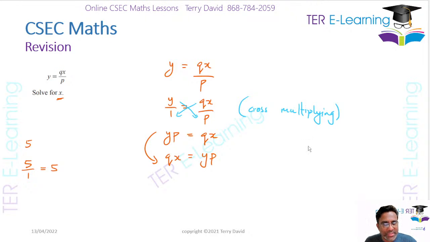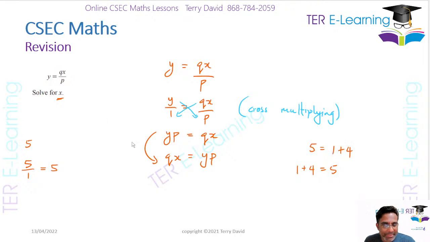If I were to do something like this, let's say 5 is equal to 1 plus 4, right? I can also write that as 1 plus 4 is equal to 5. These two statements are equivalent. And you notice I didn't change the sign. So if I have yp is equal to qx, then qx is also equal to yp.